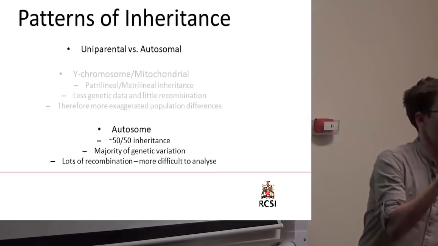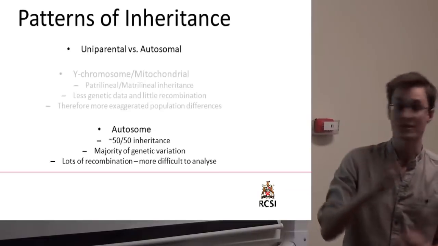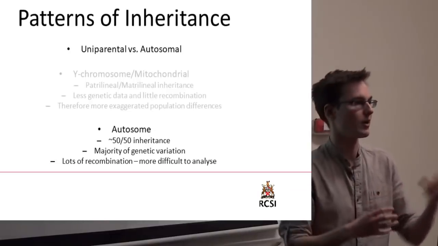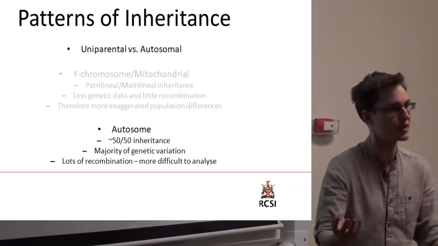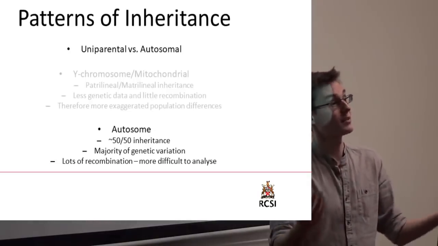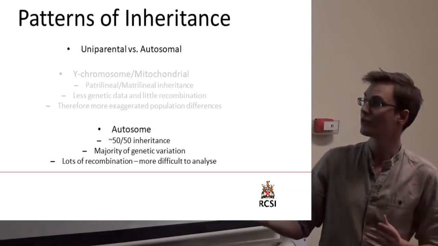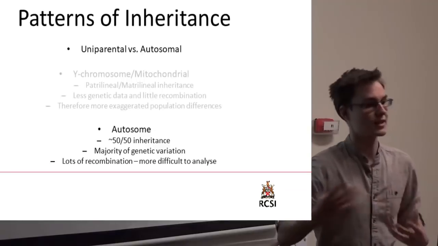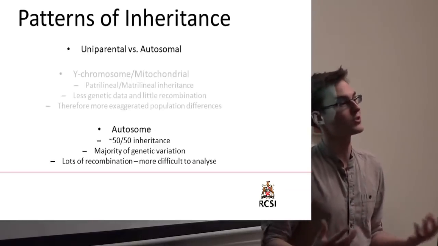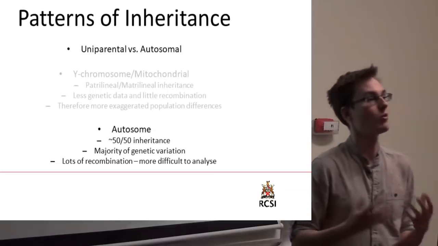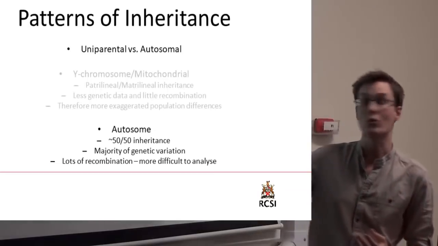Because the Y chromosome is very small, for example, and doesn't recombine much, population differences, if you compare the Y chromosomes between two different populations, are exaggerated compared to the genetic variation that you see on the whole genome. So they're quite useful for getting an exaggerated viewpoint of population genetics, but to get a more accurate, more nuanced view on population genetics, you have to look at the autosome instead.